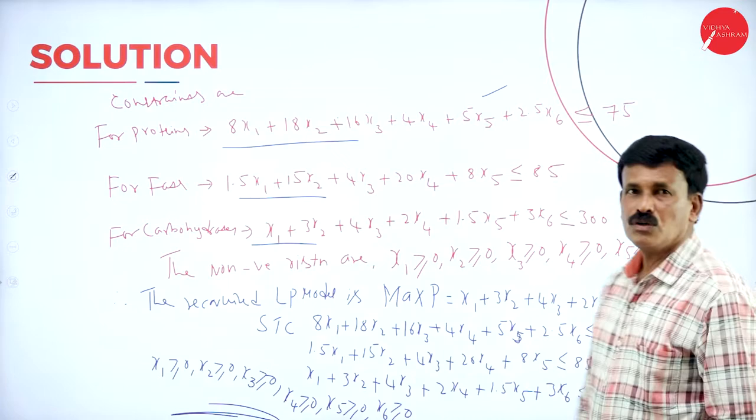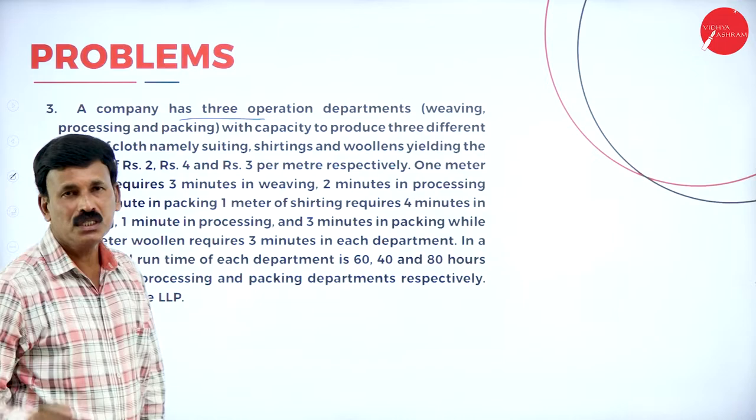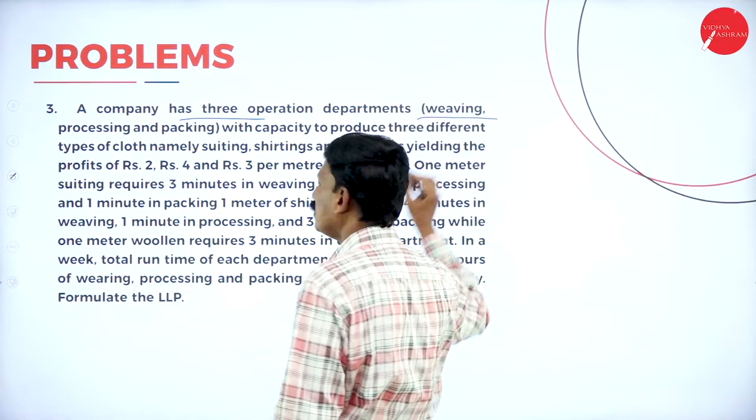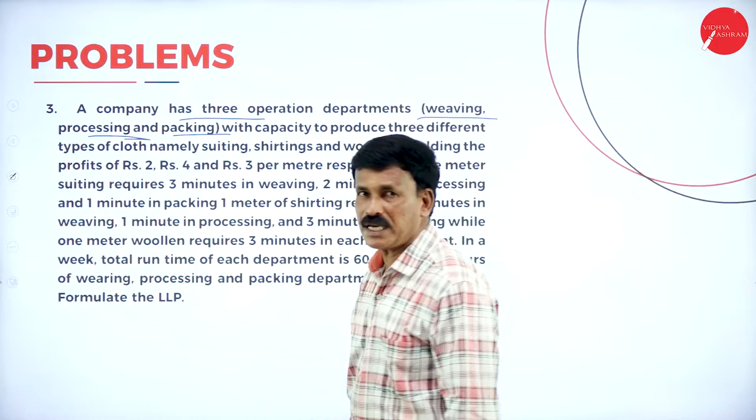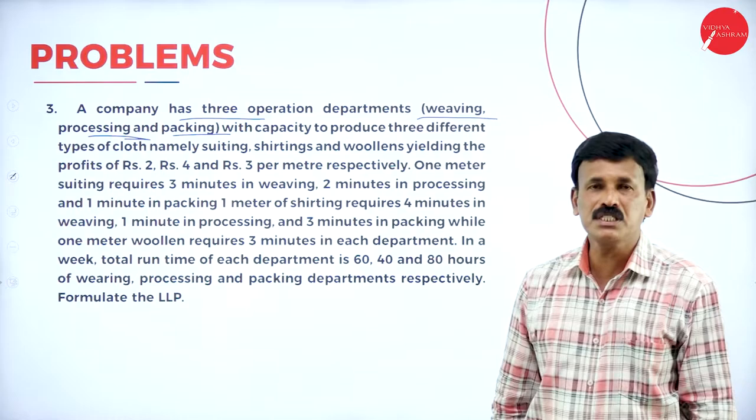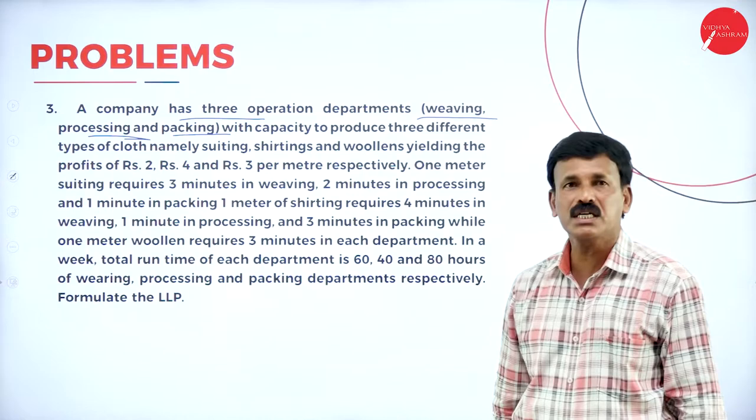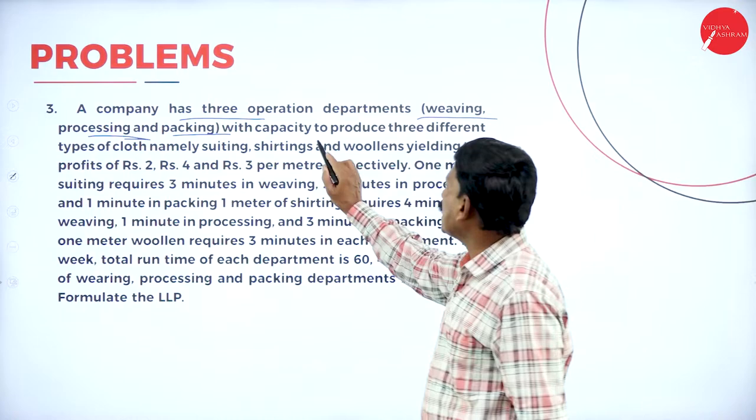That's okay. Now, let us come to the next problem. The company has 3 operating departments. One department is weaving, another one is processing, and the third one is packing. So, a company has three operating departments: weaving, processing and packing.